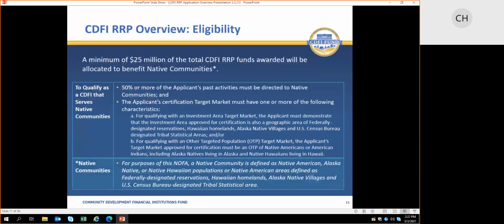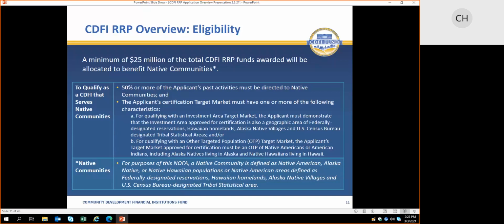As I noted earlier, Congress placed a requirement on the CDFI Fund to ensure that at least $25 million of the total RRP appropriations are awarded to, or allocated to benefit, Native communities. So what does that mean? In order to qualify as a CDFI that serves Native communities, you will be required to demonstrate and attest that 50% or more of your past activities are directed to Native communities, and that your certification target market has at least one of the following characteristics.